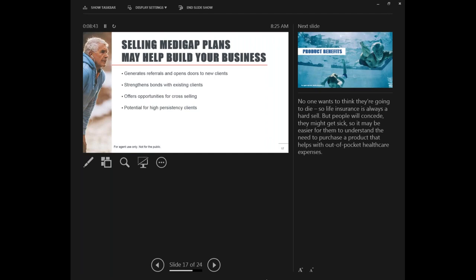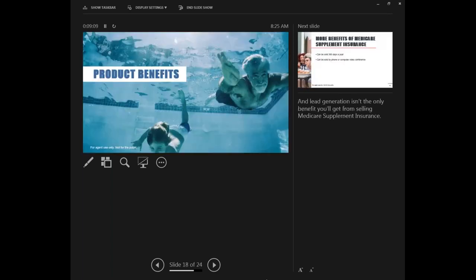Also, it's a great intro product. It offers opportunities for cross-selling, predominantly for us. When you're talking about Medicare supplement, it gives you a chance to follow up with, well, we've talked about your health insurance. Now, what does your life insurance coverage look like? Have you planned for this? So these are all conversations that you can have with your clients surrounding Medicare supplements, as well as tying it into other parts of your business.